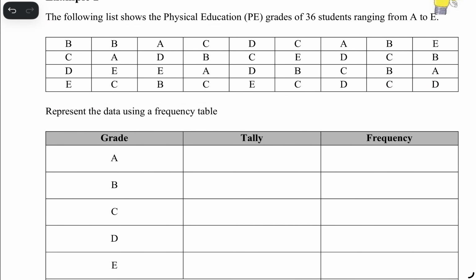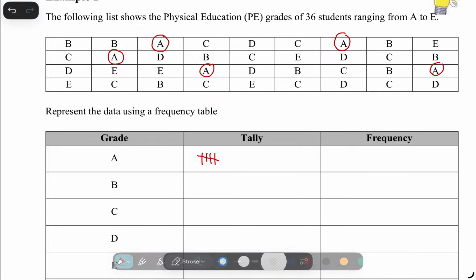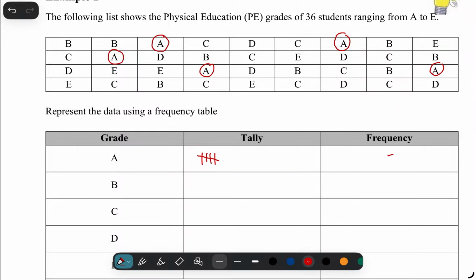Tally means for each letter I put a 1 over here to count this number of grades. So over here, let's see. If I have the letter A, I have one A over here, I'll put 1. I see another A over here, I put 2. Another A, I put 3. Another A, I put 4. Another A, I put 5. I think that's all the A's I have. So therefore, I count this tally over here, 5. Frequency is 5.